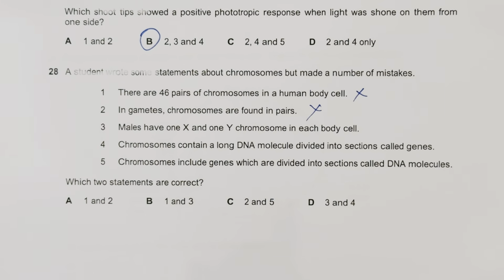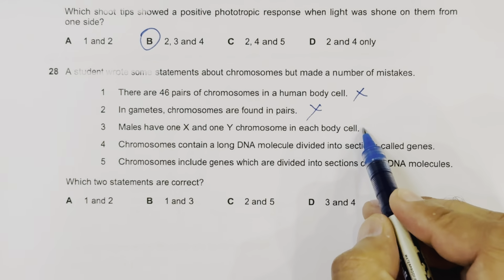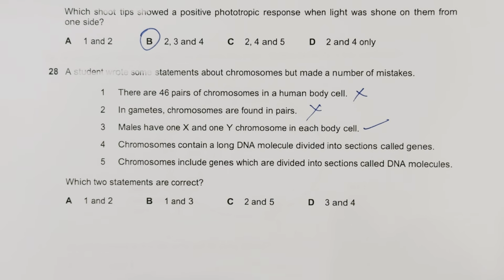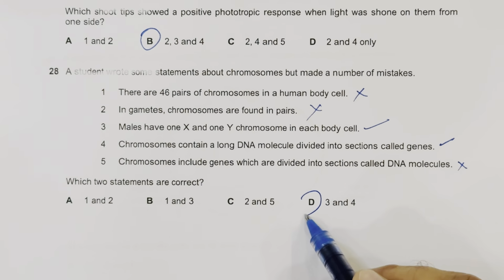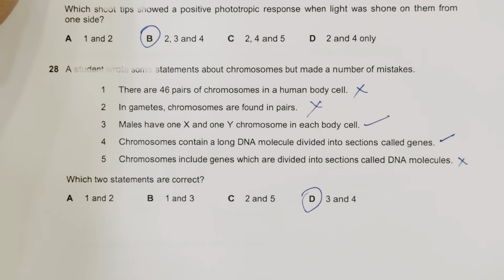Males have X and Y chromosomes. Yes, this is right. This shows the gender of the baby. Okay, chromosomes contain a long DNA molecule divided into sections called genes. Yeah, this is again the right answer. Option number D, chromosomes include genes which are divided into sections called DNA molecule. This is the wrong option. Option number D is carrying 3 and 4, the right options. Moving to question number 29.